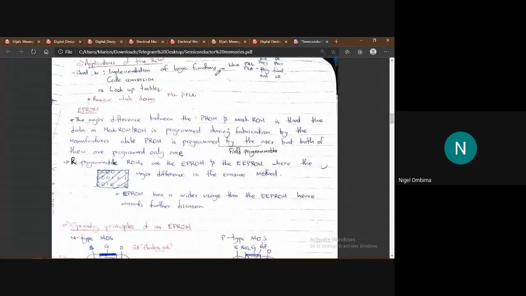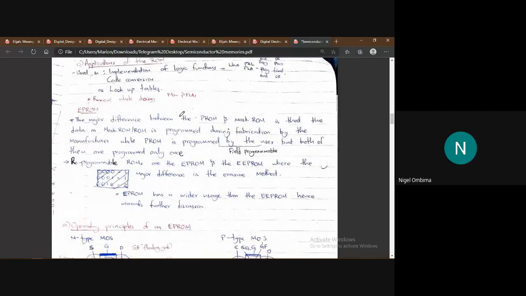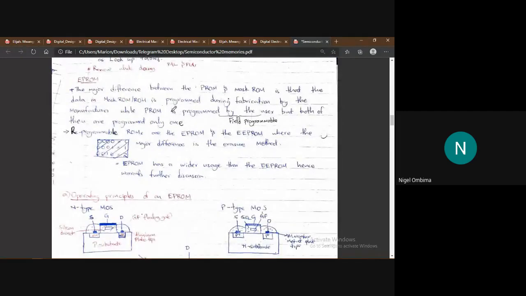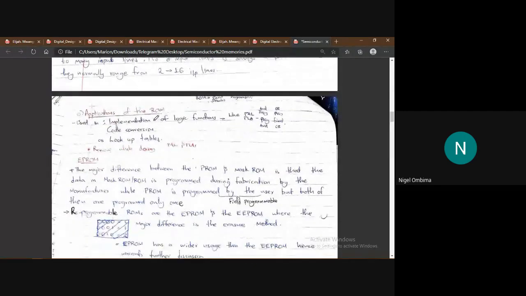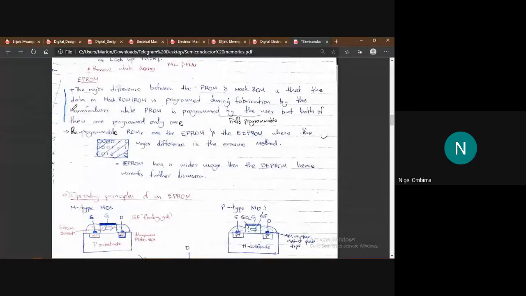So applications of the ROM: it's used in implementation of logic functions. PLA, like at easy, they are used in implementation of logic functions. It's also used in code conversions and lookup tables. So moving on to EEPROM. MASKROM and PROM are more or less the same thing. The difference between PROM and MASKROM is just the fabrication.